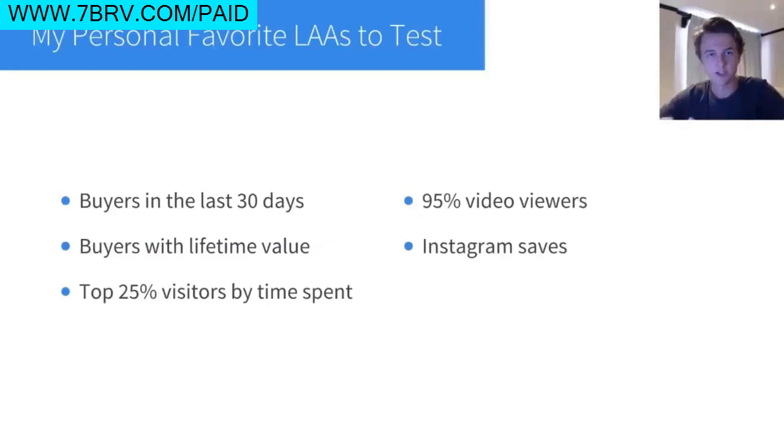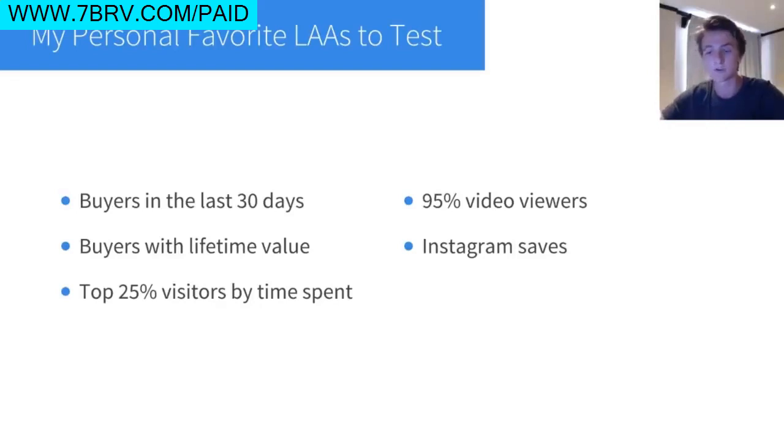So that's pretty much it for the strategy, guys. I hope you enjoy it. I just want to add a little thing before I end the video. My personal favorite lookalike audiences to test with this strategy. So number 1 is buyers in the last 30 days. And then I also like testing buyers with lifetime value. So that's another option that you can do when you're building a custom audience. It's going to take into account the lifetime value of your buyers as well, and you're going to get a slightly different lookalike audience.